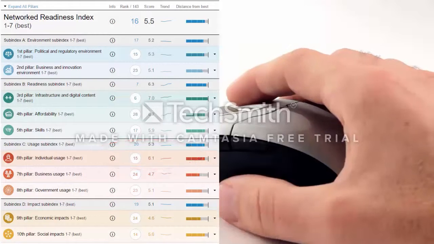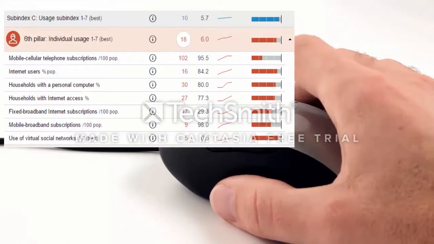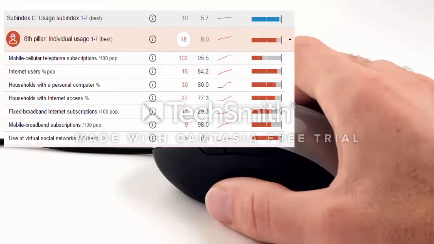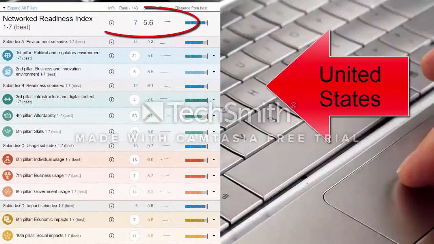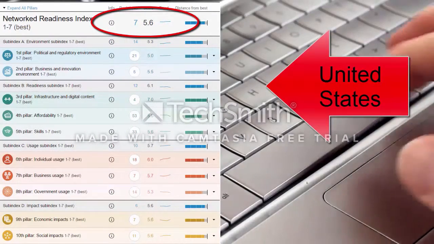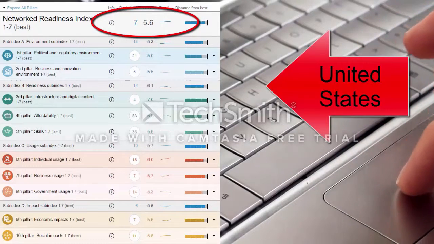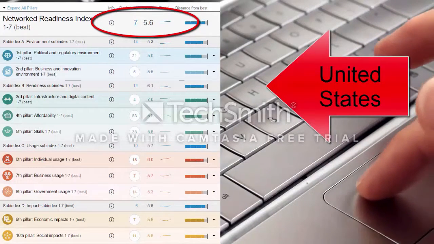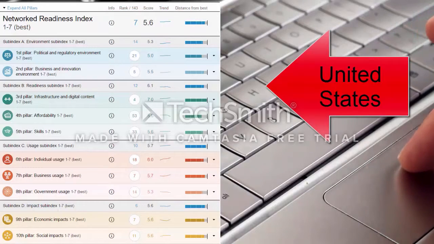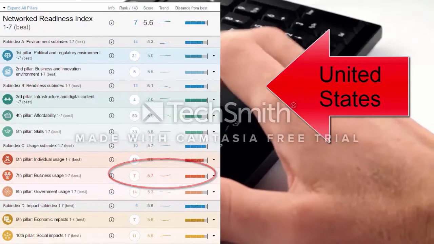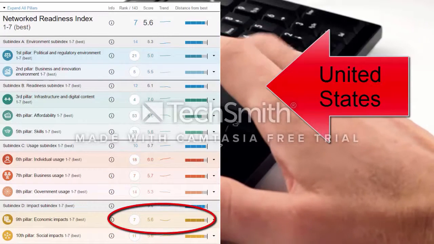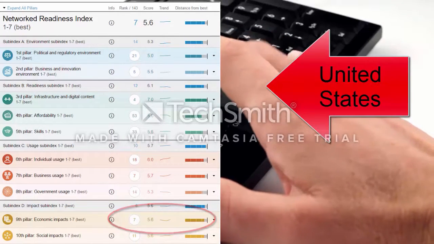This shows that there has been an increase in mobile devices, internet usage, and computers in the homes of the population. The United States' overall number is only slightly higher than Australia at 5.6. However, this slight advantage also catapults the U.S. into the 7th overall score. The United States has significant advantages in business usage and economic impact and has continued to see gains in these two areas year over year.